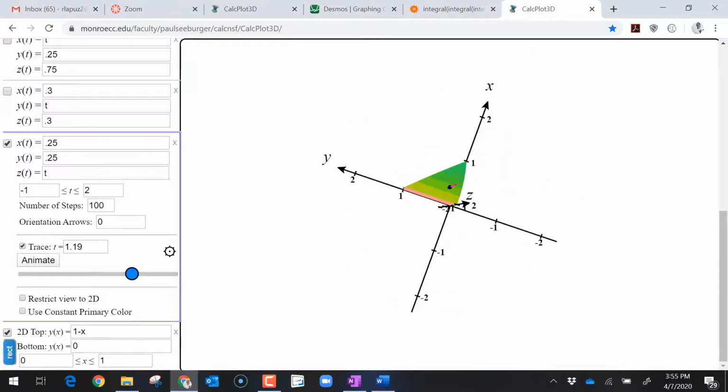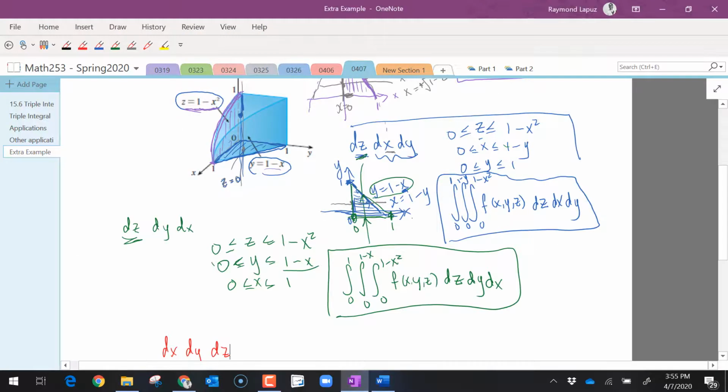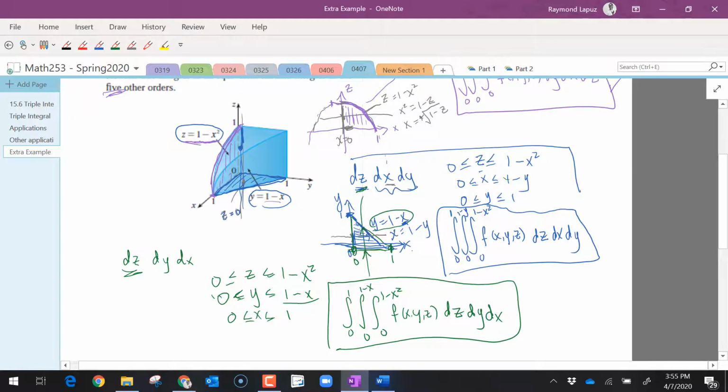All right, maybe this is the best I can do. With respect to x and y in the xy plane, then you have this triangle. So that triangle is essentially this triangle over here.